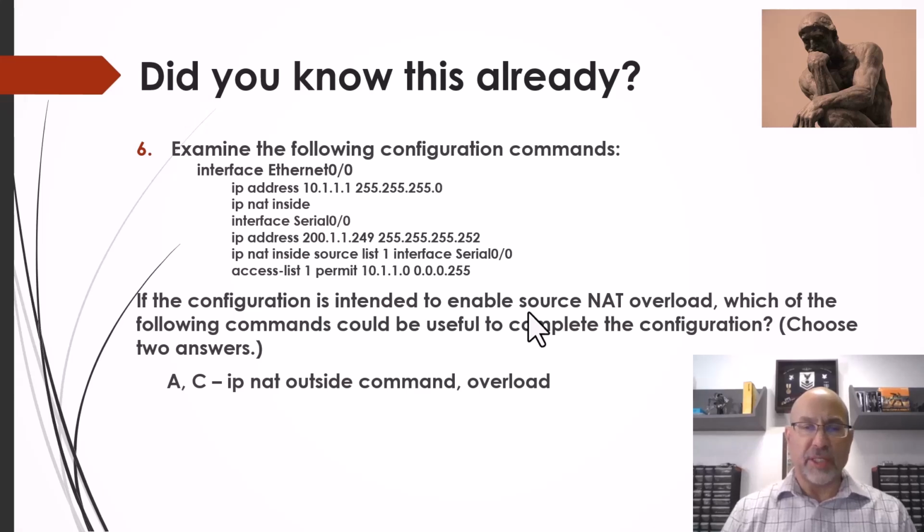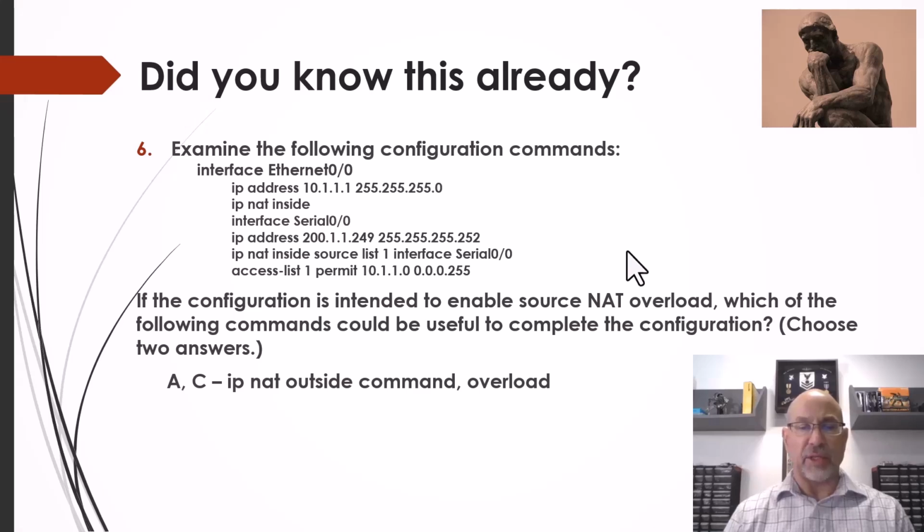All right, question number 6, examine the following configuration commands, right? So here is an interface that's been given an IP address. It is the inside. And here is another interface that's been given an address and no designation of being outside. And then we've got our NAT command and then our access list. If the configuration was intended to enable source NAT overload, which of the following commands could be useful to complete the configuration? So in other words, what's missing?